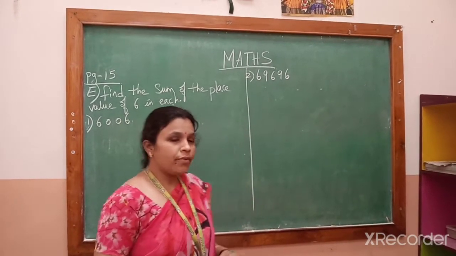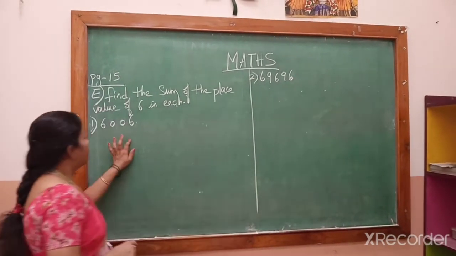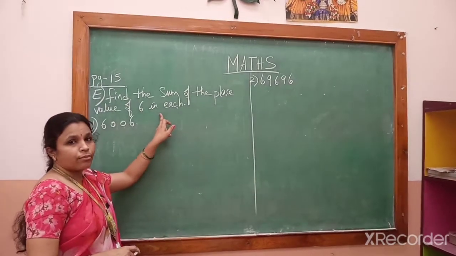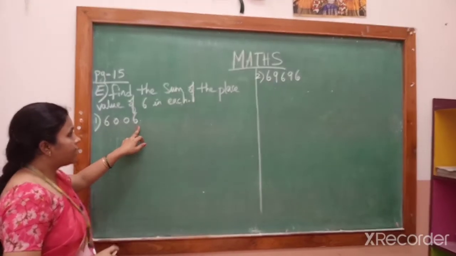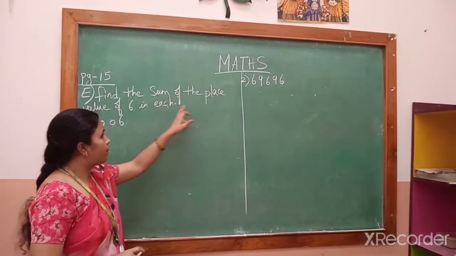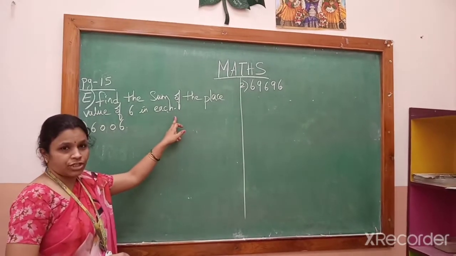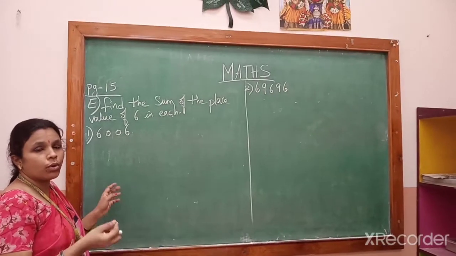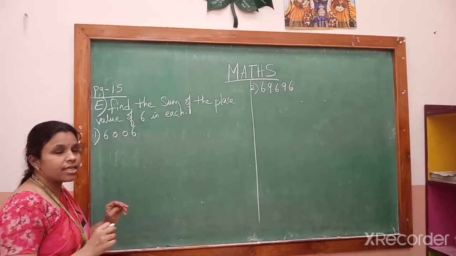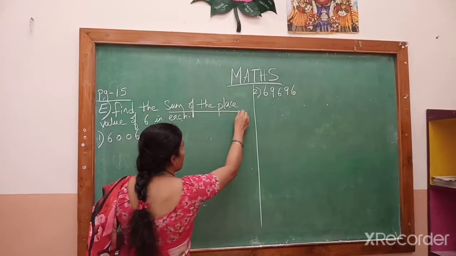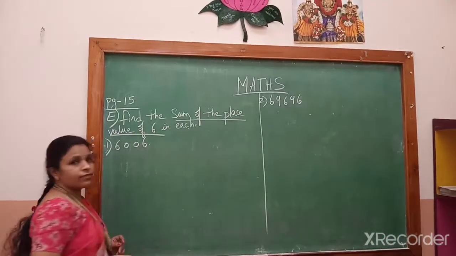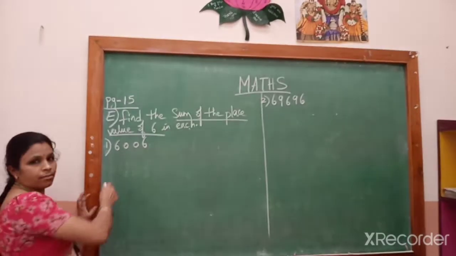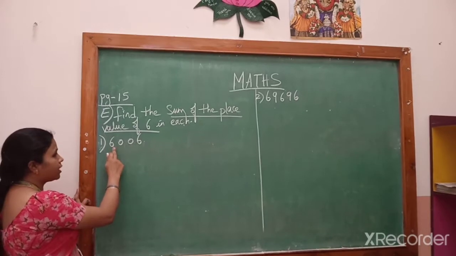Now we will take some sums from page number 15, EBIT. I am going to do the sums. See here, find the sum of the place value of 6 in each. Before that we have seen how to write the place value of the digit. Now they are asking here the sum of the place value of 6. So I have taken two sums from that bit. The first sum is, see here, what is this number?